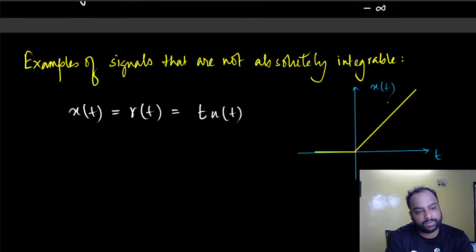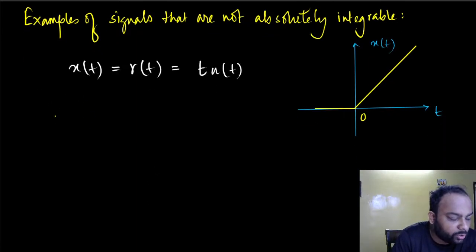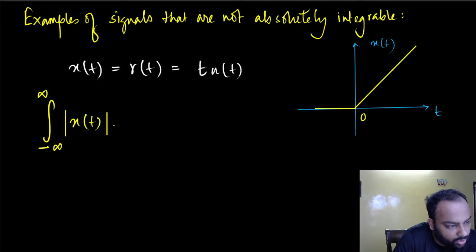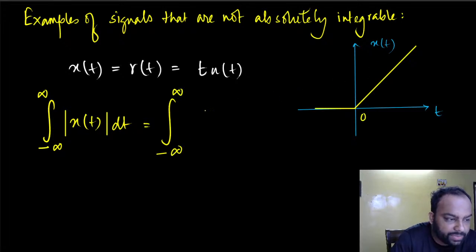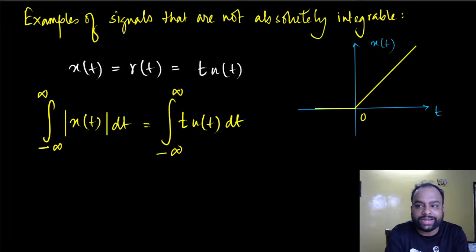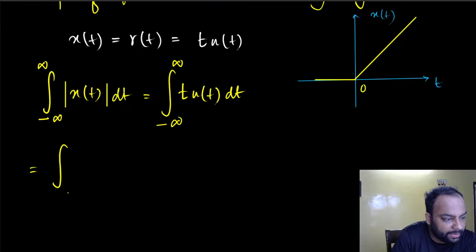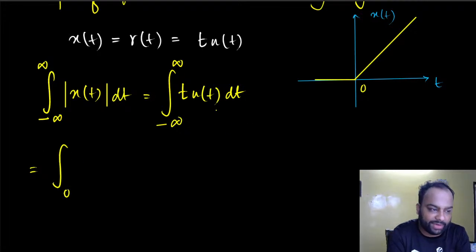All right, that very simple signal is not absolutely integrable, and you can see that for yourself. If I want to do the absolute integration on this, so what is absolute integration? I would take a mod on this and do this integration. So if I calculate this, look carefully what happens. I essentially have this t u(t) dt. Now of course this u(t) dictates that when t is less than 0, the signal is 0. So I can change the lower limit to 0.